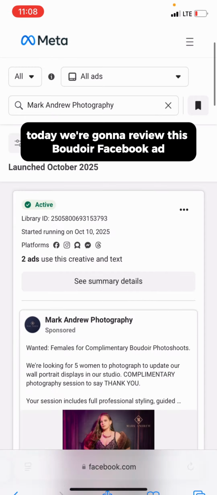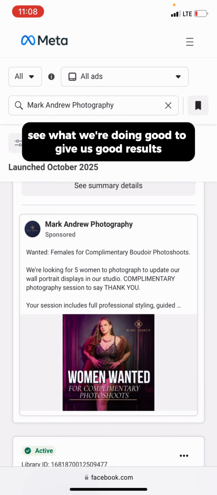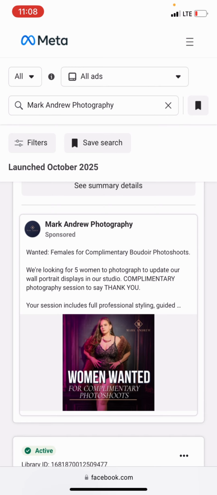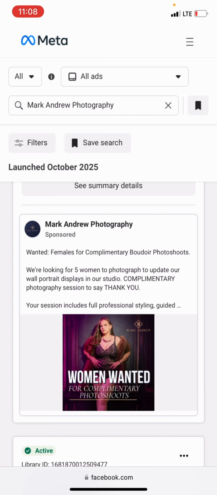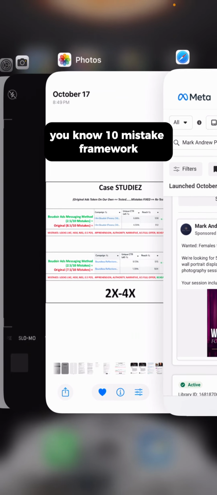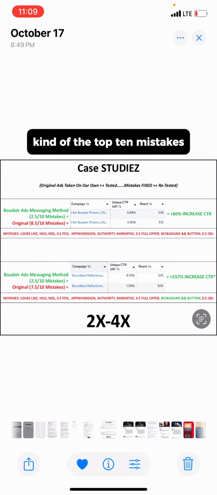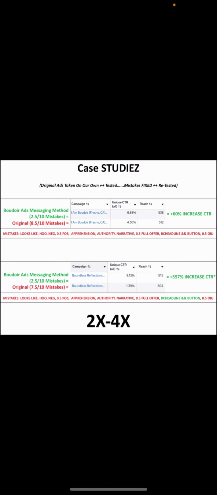Today we're going to review this Boudoir Facebook ad, see what we're doing good to give us good results, and see what we're doing bad to give us bad results. And yeah, we'll be going through my same 10 mistake framework, kind of the top 10 mistakes I keep seeing boudoir photographers make with their boudoir Facebook ads.